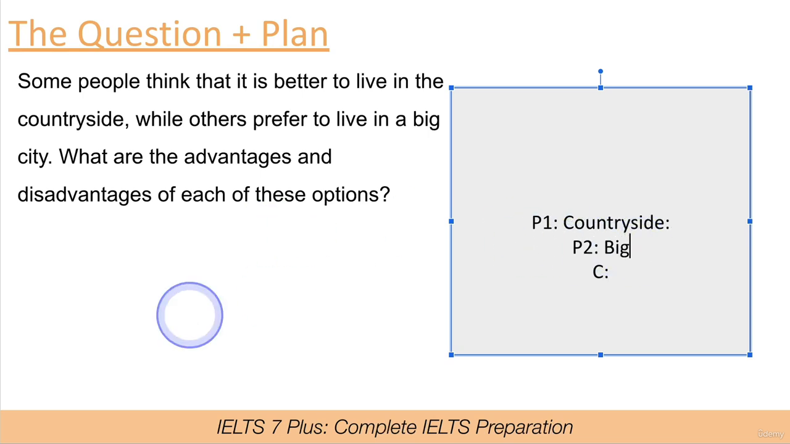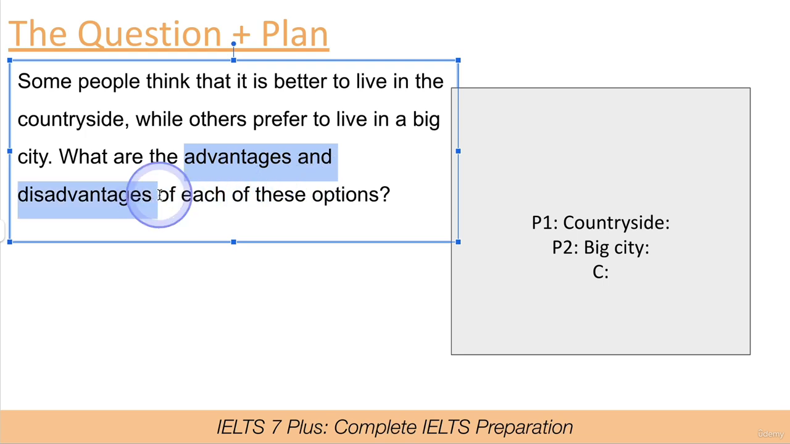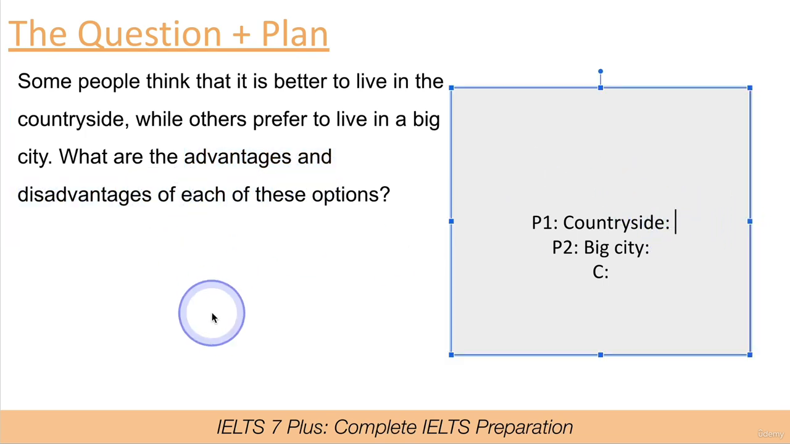And then the second option is the big city. Now, we want to talk about, and interestingly, it's not our opinion, we just want to display the advantages and disadvantages of both. So, countryside, let's start with the advantages, and we're going to include both in each paragraph. So, I'll show you how to do that.